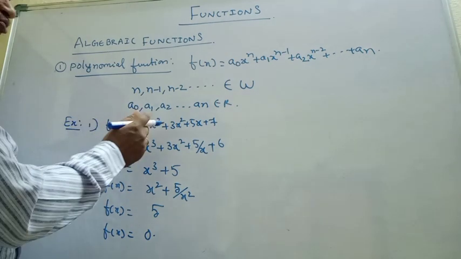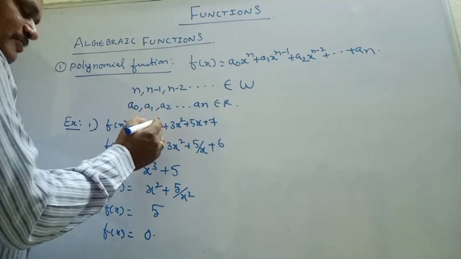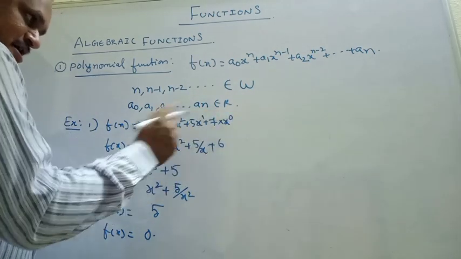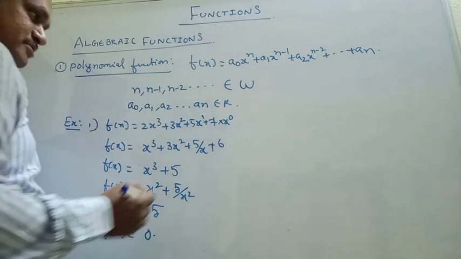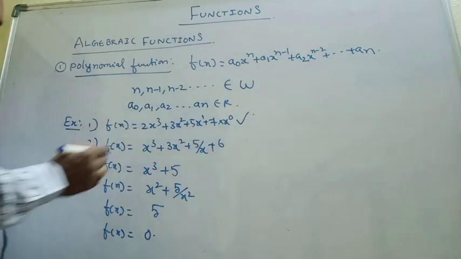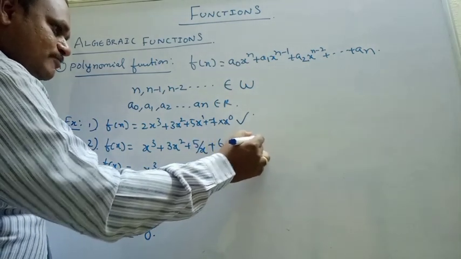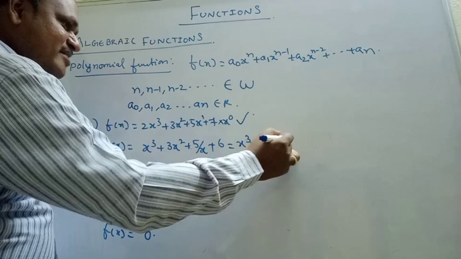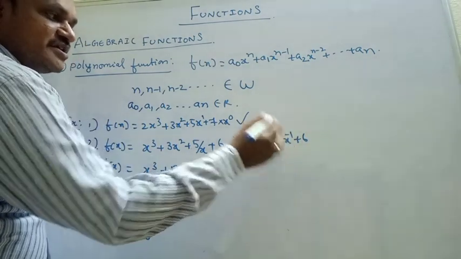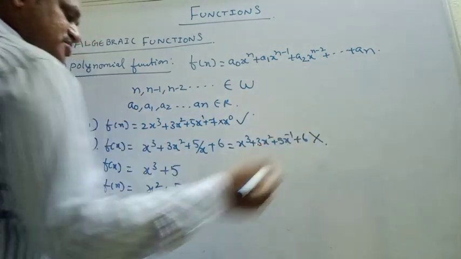Number one, f of x equal to 2x cube plus 3x square plus 5x plus 7. Here you see the powers are 3, 2, x power 1, and 7 into x power 0. They are all whole numbers. Therefore it is a polynomial function, no doubt. Now the second one: x cube plus 3x square plus 5 into x power minus 1 plus 6. Here x power minus 1 is a negative integer. Therefore this is not a polynomial function.